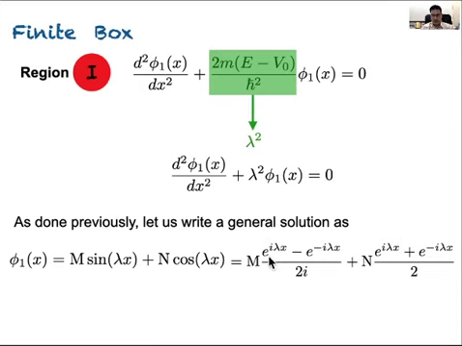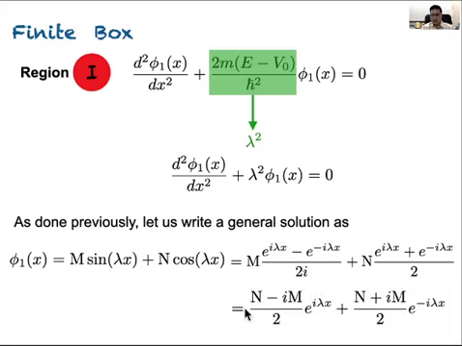Sine is written as e to the power i lambda x minus e to the power minus i lambda x, divided by 2i, and cosine is written as e to the power i lambda x plus e to the power minus i lambda x, divided by 2. Now we can rearrange the terms for e to the power i lambda x and e to the power minus i lambda x. So these will be the terms which are related to e to the power i lambda x, and these are the terms which are related to e to the power minus i lambda x.